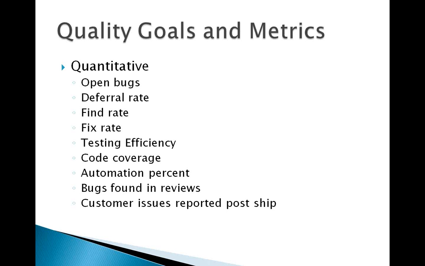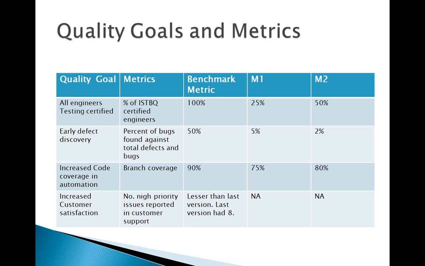Testing efficiency: how many bugs are found by the test engineers versus coming from the field. And things like code coverage, automation percent, bugs found in reviews, customer issues reported post ship, things like that, could be other qualitative and quantitative goals. Here is an example I'll share with you. Maybe sometime later we can cover these goals in more detail.